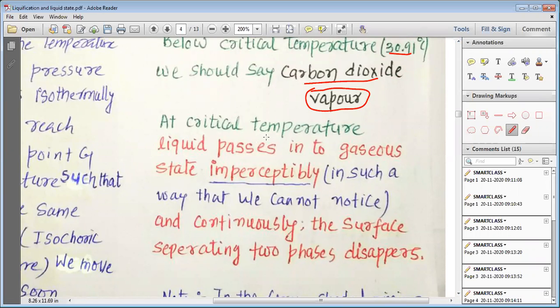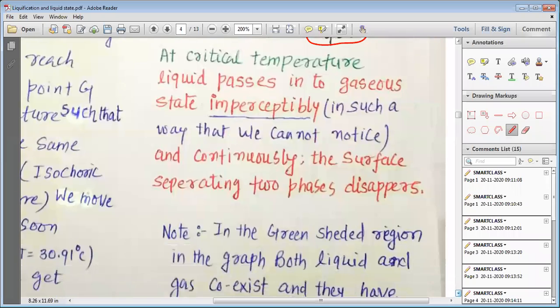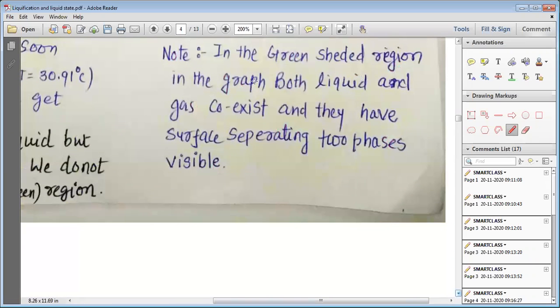At critical temperature, liquid passes into gaseous state imperceptibly. Imperceptibly means in such a way that we cannot notice that gases are converting into liquid and liquid is converting into gas, and they are converting themselves continuously. So the surface separating the two phases disappears. Please remember that at critical temperature, the surface that separates the gaseous state and liquid state disappears. We have seen in the graph that in the green shaded region, both liquid and gas coexist, and they have a surface separating the two phases, which was visible.